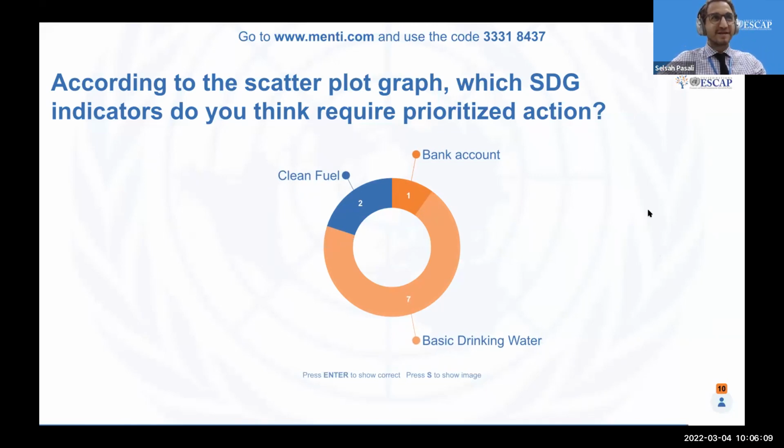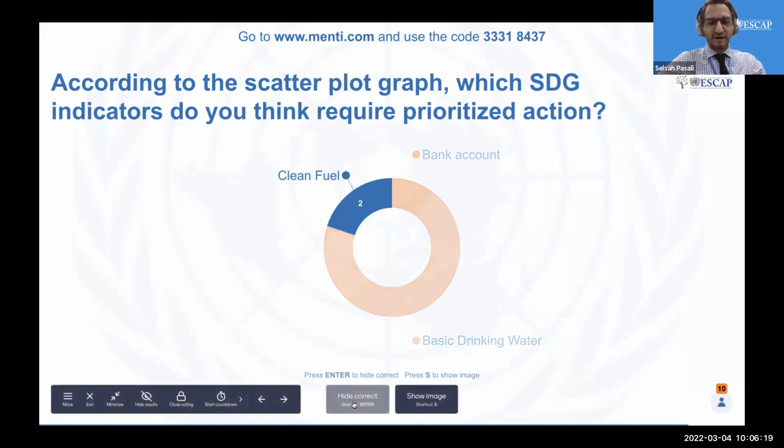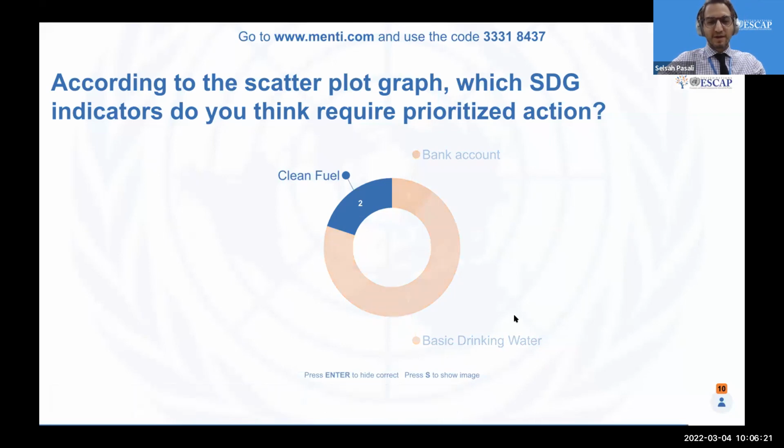The correct answer is clean fuel. The inequality is highest and prevalence is lowest in this. So according to the scatter plot graph, at least, improving access to clean fuel would be the policy priority.